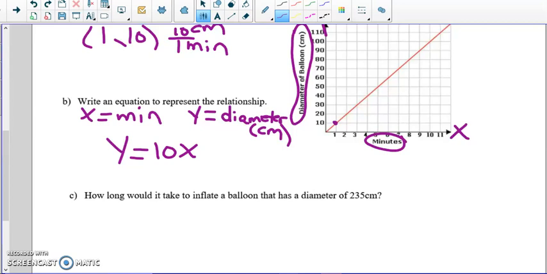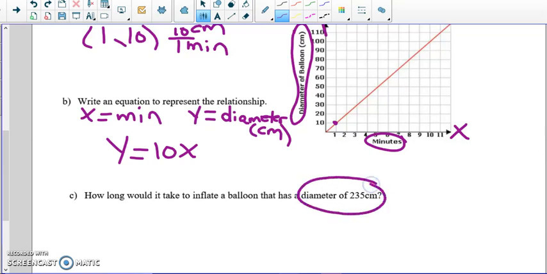I do want to note that to solve this problem, I could create a proportion and I would get the exact same answer. However, I just want to show you a different strategy that we can use to solve the same type of problem. So it says, how long would it take to inflate a balloon that has a diameter of 235 centimeters?